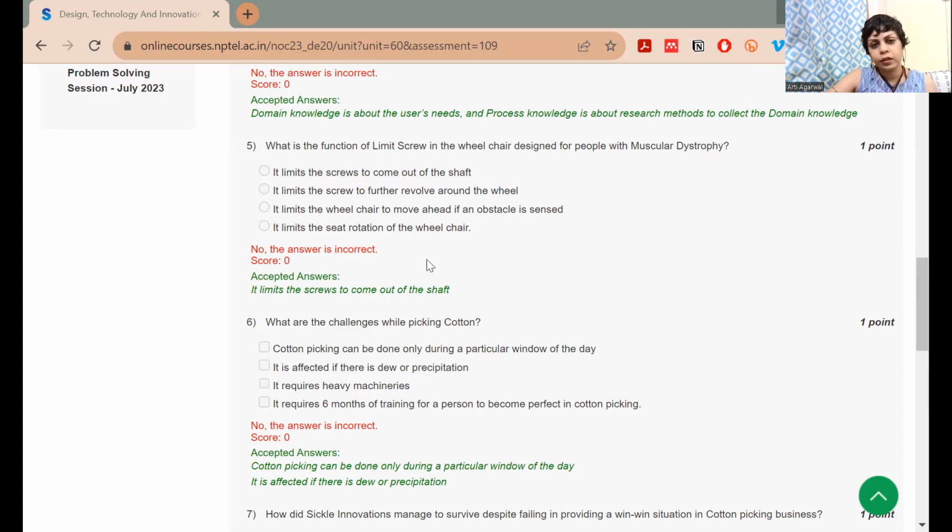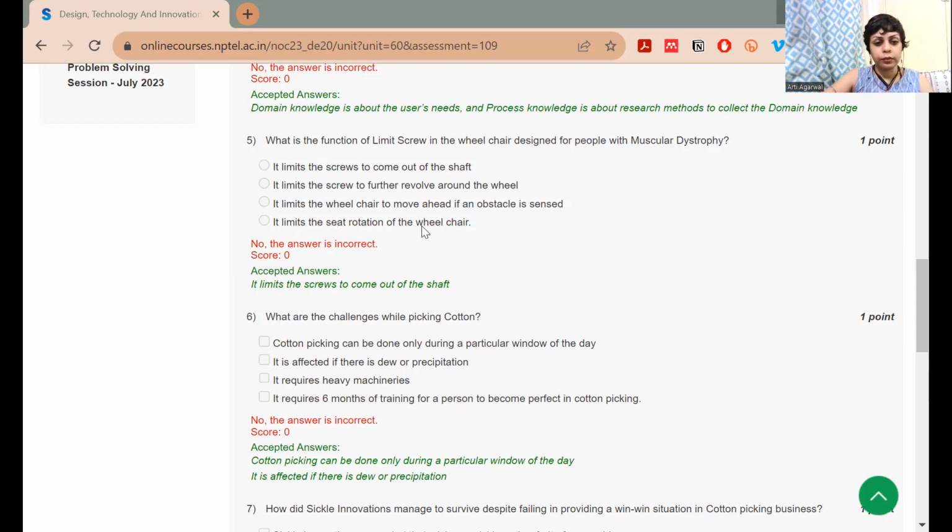Now this is a slightly technical question. If you know that diagram where the limit screw is going, then you will understand that the answer is option A, it limits the screws to come out of the shaft. It's a mechanism designed to keep the screws within the shaft. If you're not clear on this, it would be a good idea to go back and look at the diagram in which he has shown where the limit screw is going to fit.